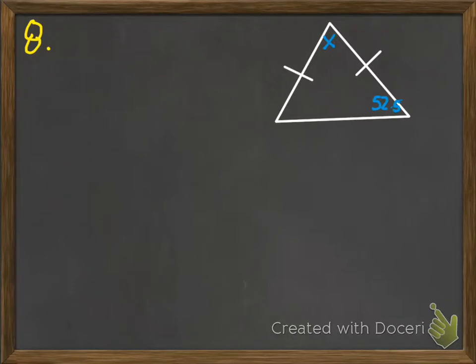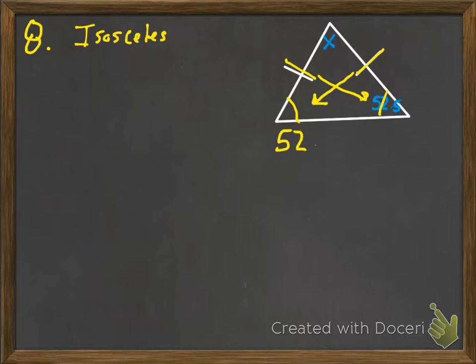Okay, for number 8, the two most important things are that dash and that dash. That tells you those two sides are equal, and it tells you it's what kind of triangle? An isosceles triangle. And what do we know about isosceles triangles? The angles across from the equal sides are also equal. So if the bottom right is 52.5, the bottom left is also 52.5.